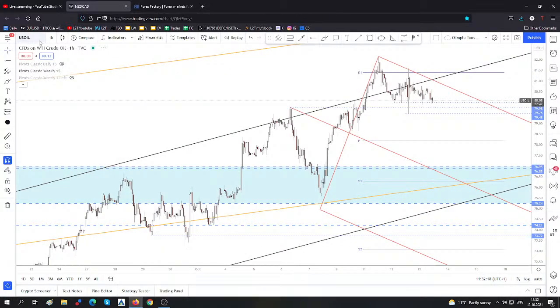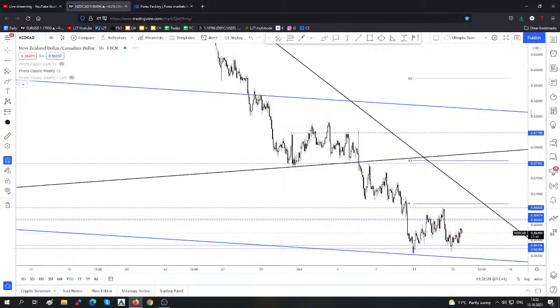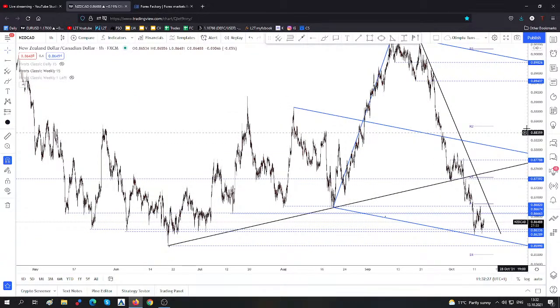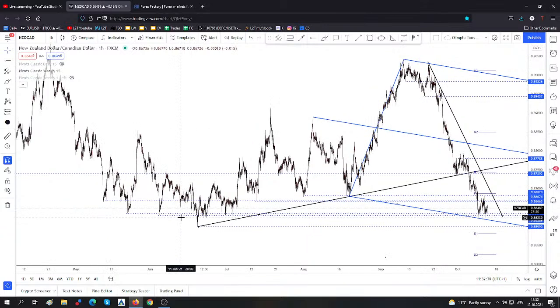New Zealand dollar versus the Canadian dollar. I still don't have anything really good here. I've told you that I will keep an eye on this market after this sell-off, this drop, after reaching these former lows, this demand zone, support zone area.